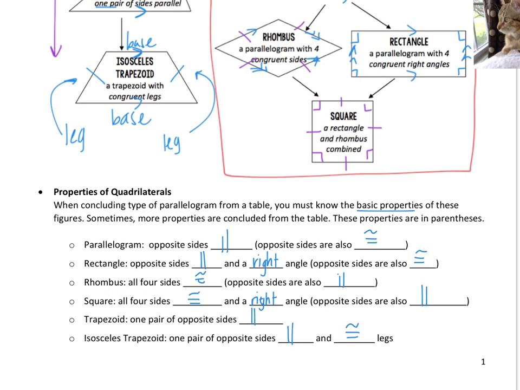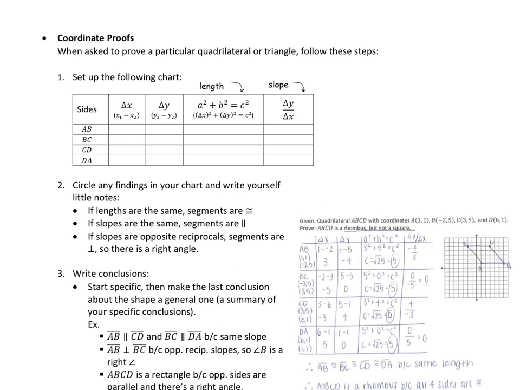Flip it over, we still have a little bit more notes to do before we get some practice. So with coordinate proofs, there's quite a few steps that we need to follow. The first being that you should set up the following chart. We did this back in 8-1 video, so if you're struggling with this or you just can't get it today with this video, maybe try checking out the other one. So we set up this chart.